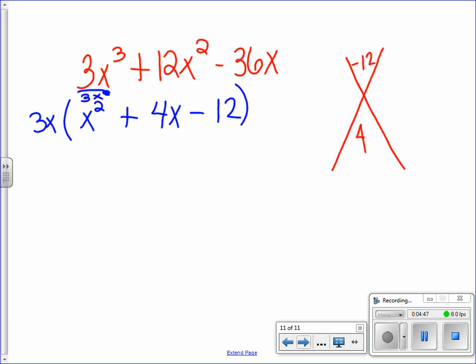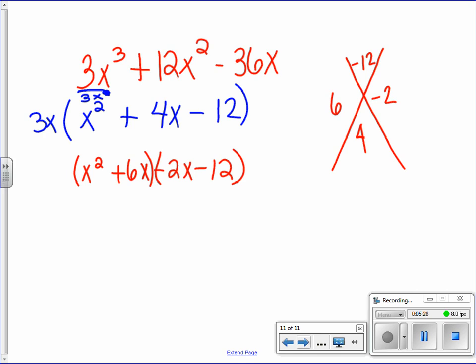Two numbers that multiply to equal negative 12 and add to equal 4. 6 and negative 2. Alright, now don't forget your 3x. But I'm going to focus just on the middle part for a minute. So I'm going to rewrite this as x squared plus 6x minus 2x minus 12. Replace your 4x with the 6x minus 2x. This is quadratic factoring. We did this about 3 or 4 weeks ago.